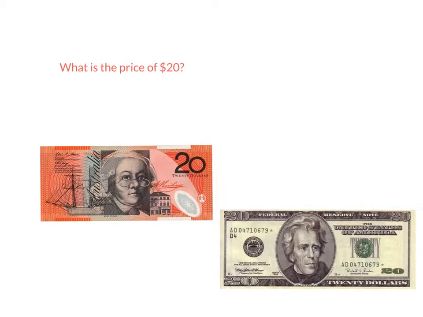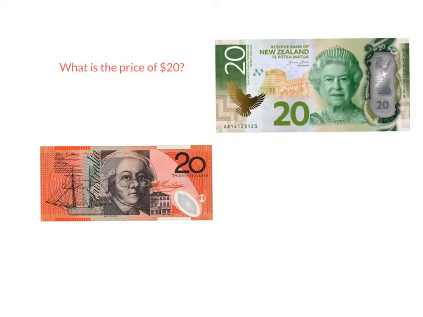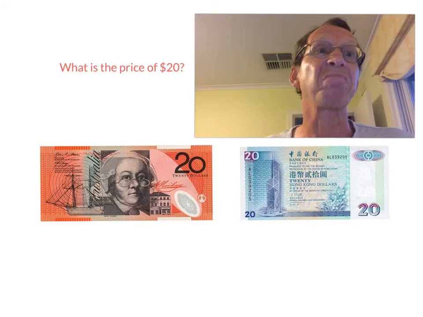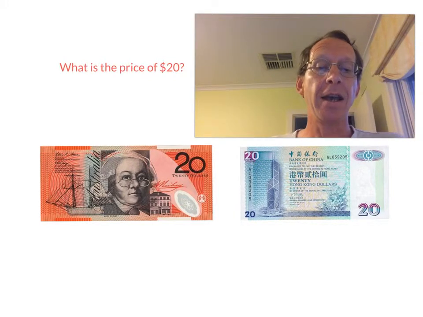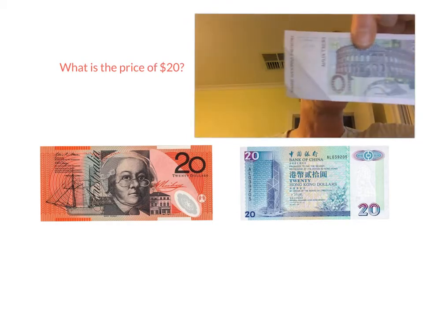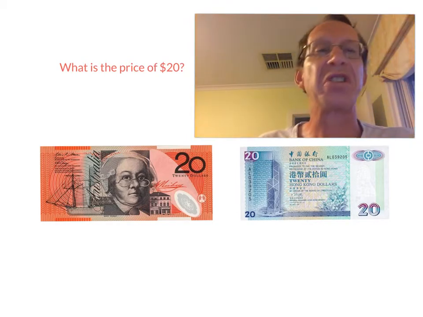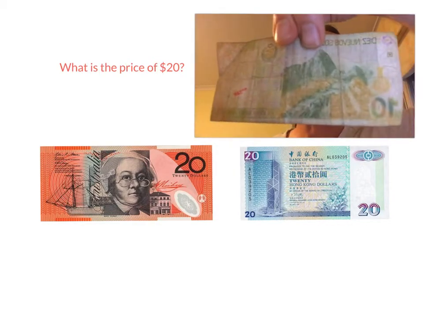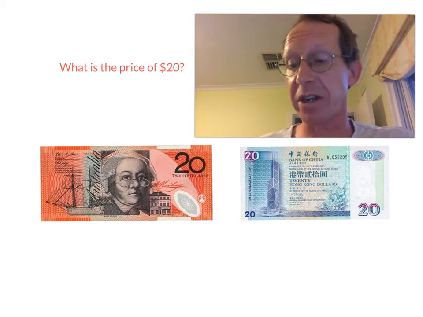But let me ask you a different question. Would you be willing to give me 20 US dollars for my 20 Australian dollars? Or how about 20 New Zealand dollars for my 20 Australian dollars? Or even 20 Hong Kong dollars? Of course. Why does it have to be 20 for 20? How about we have 10 Croatian kuna? Is that worth $20? Oh, maybe about 10 Peruvian soles. Is that worth our 20 Australian dollars?